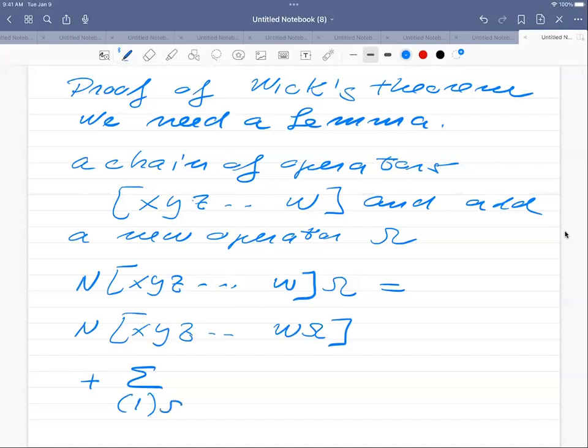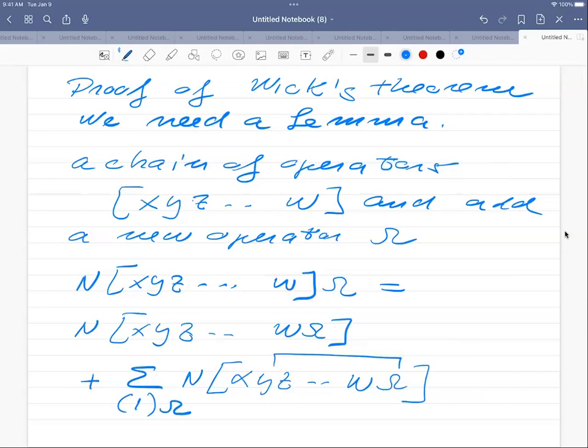So I'm writing this 1 with omega. It's a kind of strange notation, but it means that only contributions between these operators, x, y, z to w, and then we have omega, where one of these operators connects with omega. So that means that of all the operators we had, let's say in the 4 operator case, only one of them connects with the next operator we're adding if we have 5 operators. So we need this lemma here to prove the theorem.